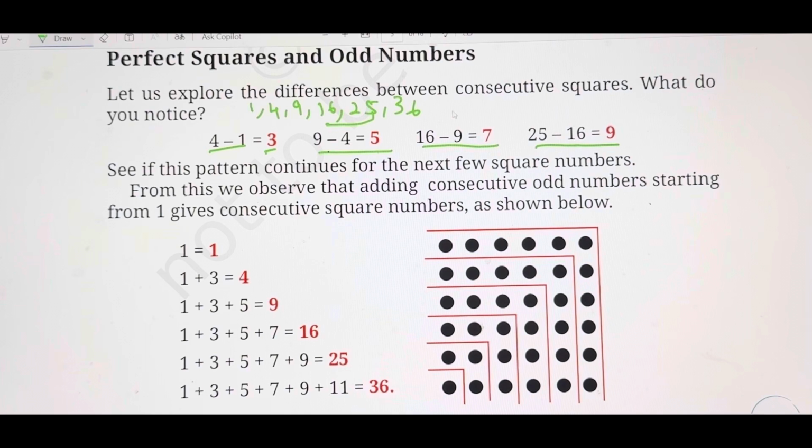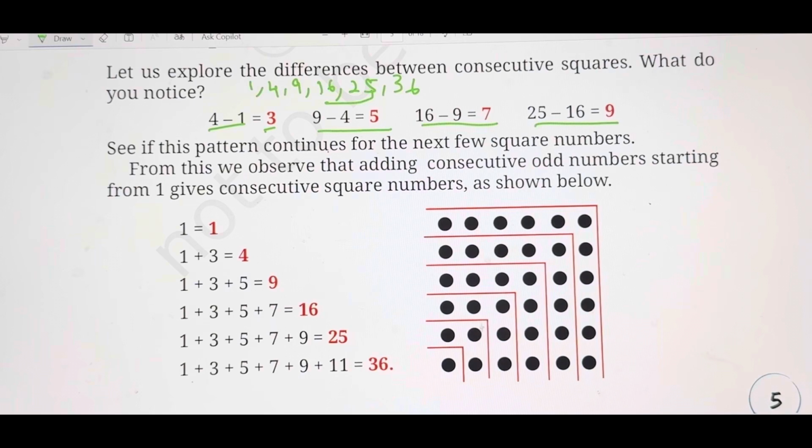We are subtracting the consecutive square numbers. So what are we getting? Observe the answers: 3, 5, 7, 9. We are getting all odd numbers, right? Let us see if this pattern continues for the next few square numbers. If we take 36 minus 25, you get 11. The next square number is 49, so 49 minus 36 gives you 13, right? So we are getting all odd numbers.